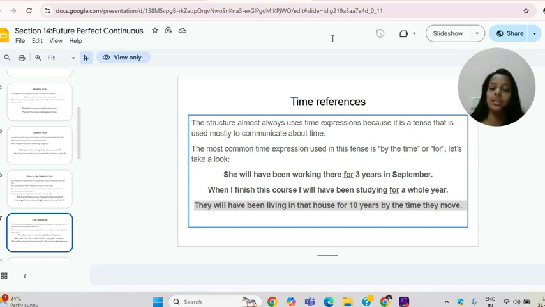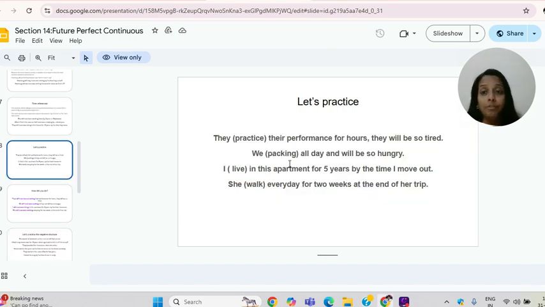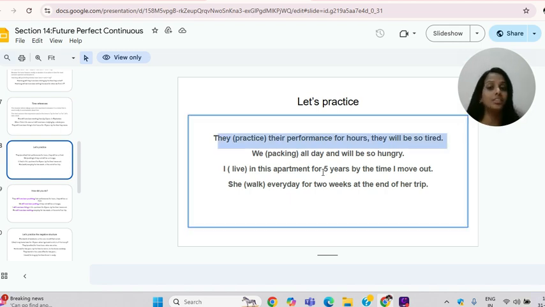So with each sentence, the emphasis is on the length of time the action has been taking place before another future moment. Now it's time for us to practice. Pause your video, take your pen and paper, ready for the practice. Now your job is to change these sentences into future perfect continuous tense. Are you ready? Let's start.